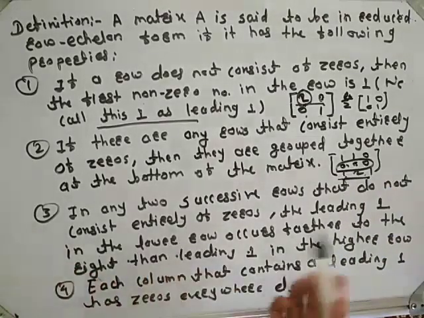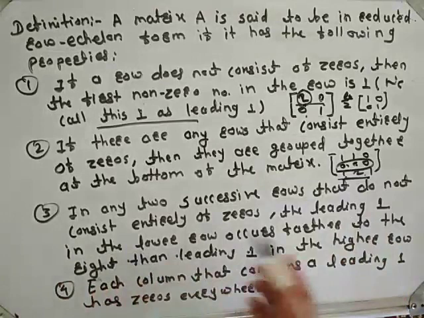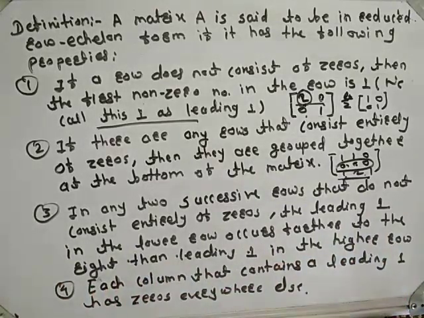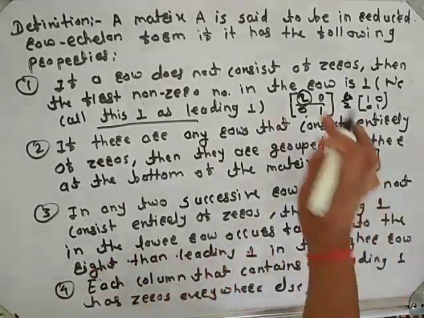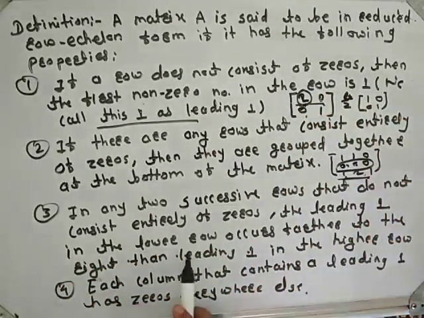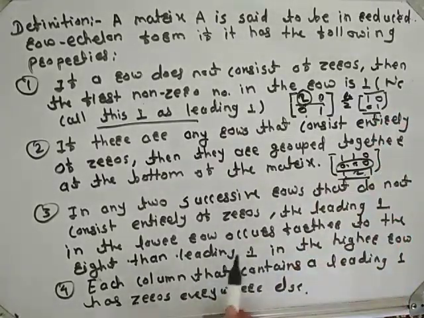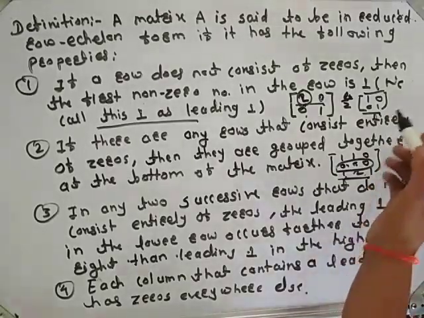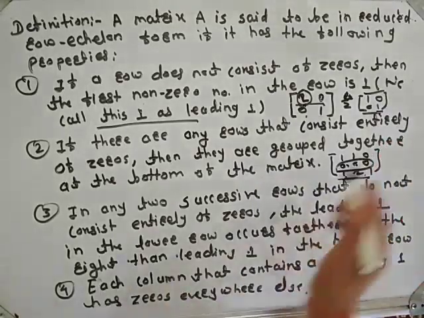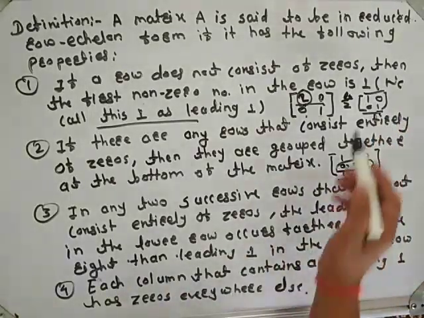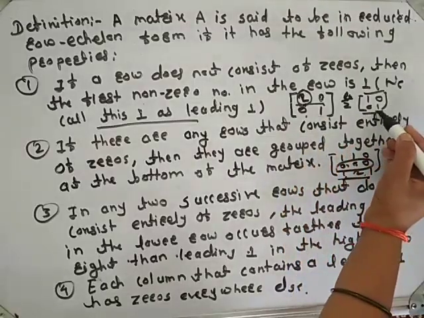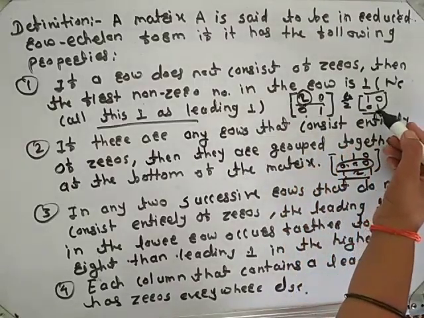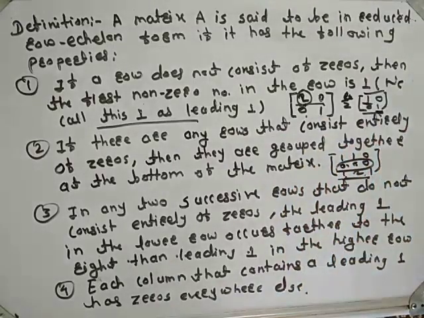Next is, in any two successive rows that do not consist entirely of zeros, the leading one in the lower row occurs further to the right than the leading one in the higher row. See this example. Suppose this is a lower row and this is a higher row. See here, this leading one is to the right of this leading one. Okay.